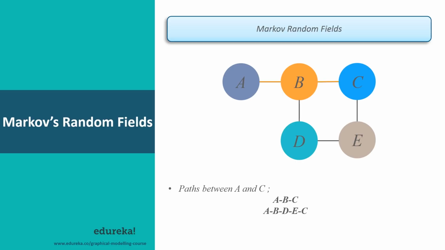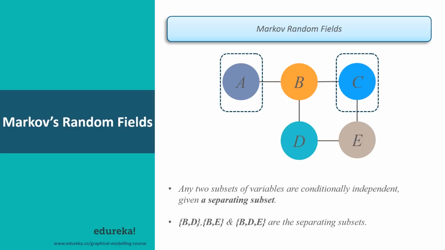In a Markov random field, we have certain independence properties, which are known as Markov properties. What this says is that any two subsets of variables are conditionally independent given a separating subset. If I take A as one subset and C as another subset, there's a wall of variables in between them. So there is no way to get between A and C without going through the separating subset. We can consider all the paths that go through A and C, which are, first, A, B, C, and second, A, B, D, E, C. And if you want to find a separating subset, that's also pretty simple.